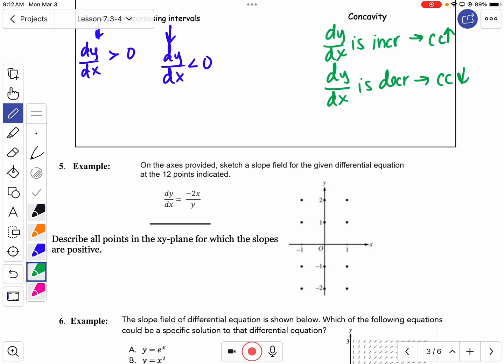Okay, so do example 5. Find those slopes. Negative 2x divided by y. Oh, it happens to be the one Parker and them did over here on the board. What a coincidence. So if you need to get up and fill that in, feel free to do so, because it's over here on the wall.